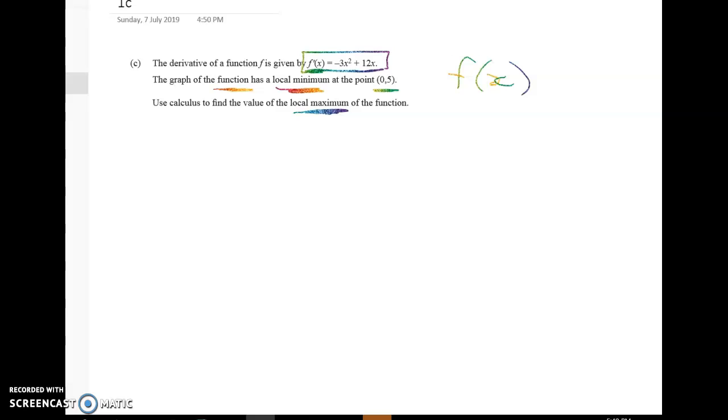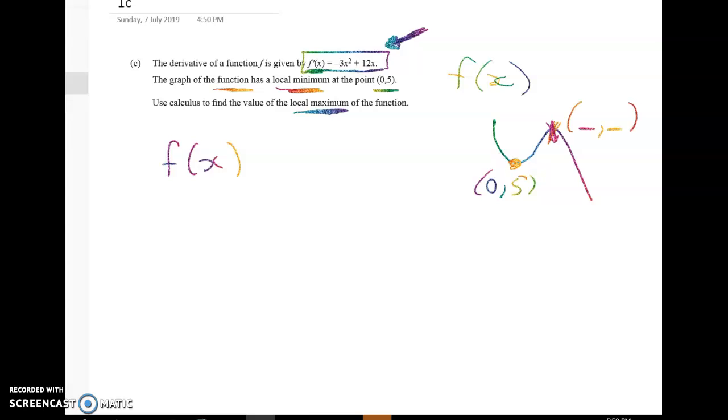Half a minute's thinking will tell you that if the gradient function is a parabola or a quadratic, f of x is going to be a cubic. In this case it's going to be a negative cubic, so it's going to have this shape. This here is my local minimum, which we know is at 0,5, and we're looking for the value of the local maximum of the function. What does the value of the local maximum mean? It means I'm going to get two coordinates, and the value of the function is the y coordinate.